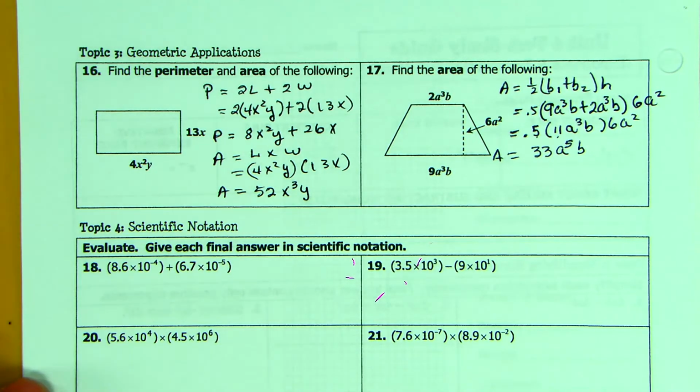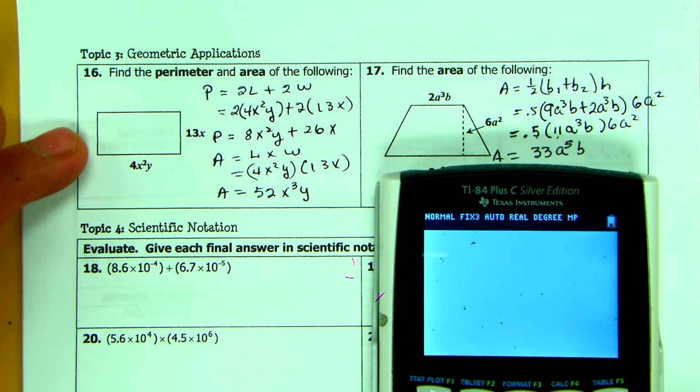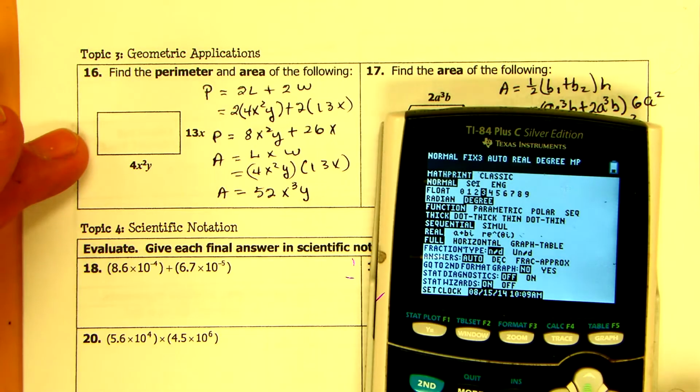Now topic 4, scientific notation. We can use our calculator to do this. So we're going to get our calculator. First thing we're going to do is go to mode, and we're going to change to scientific notation, and go back.